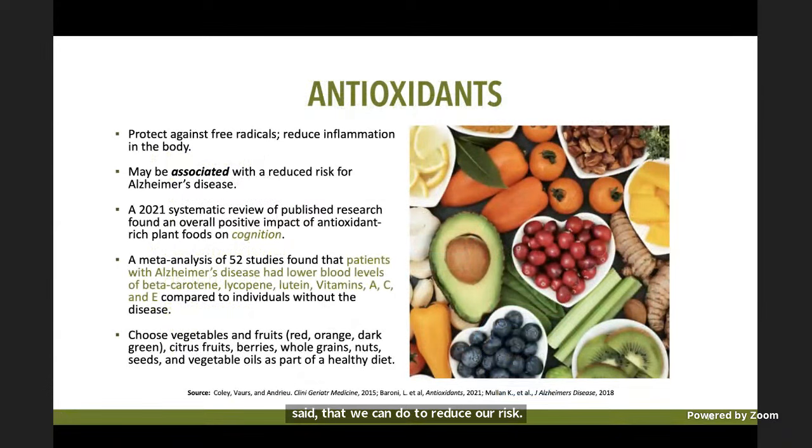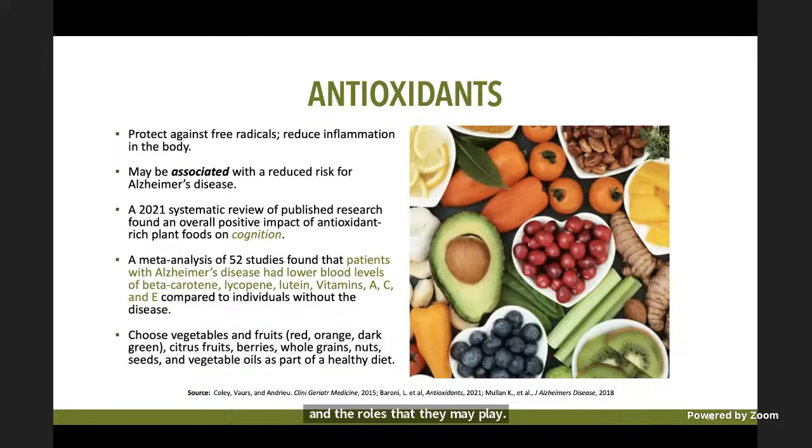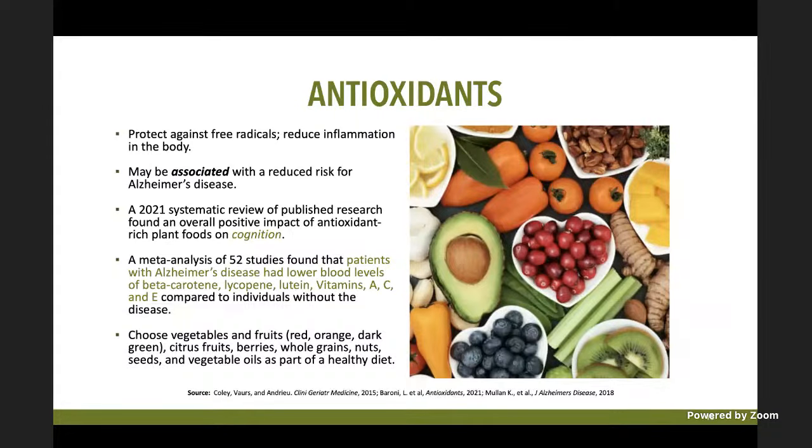When we think about antioxidants, we see a lot of them in vegetables and fruits, berries, whole grains and nuts. These antioxidants, like vitamin C and beta carotene, selenium and zinc, can protect our body against free radicals and even reduce inflammation in the body. And there's a lot of research to suggest that consuming a diet rich in these antioxidant-rich foods may be associated with a reduced risk for Alzheimer's disease. Notice I said reduced. We're not talking cause and effect.